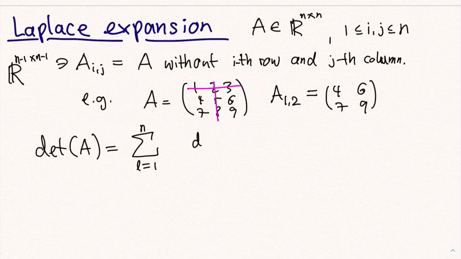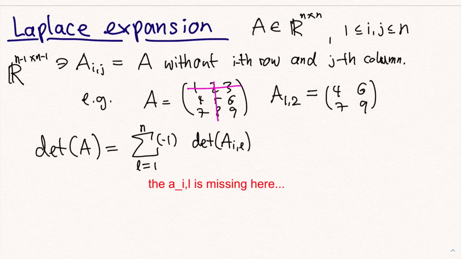So what I take is the determinant of A_ij. I fix now a row. For example, I could fix the first row, and then I go through all columns. So I can go 1, 2, 3 columns here, and then I take the determinant of the corresponding matrix, which I obtain by removing the ith row and the jth column. But I also have a factor here, which is (-1)^(i+j).